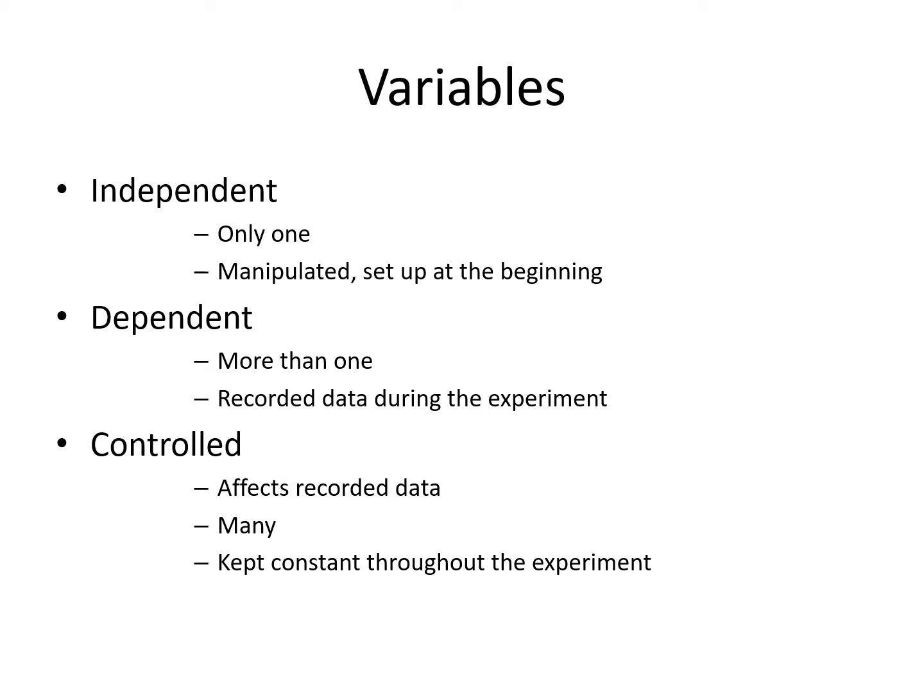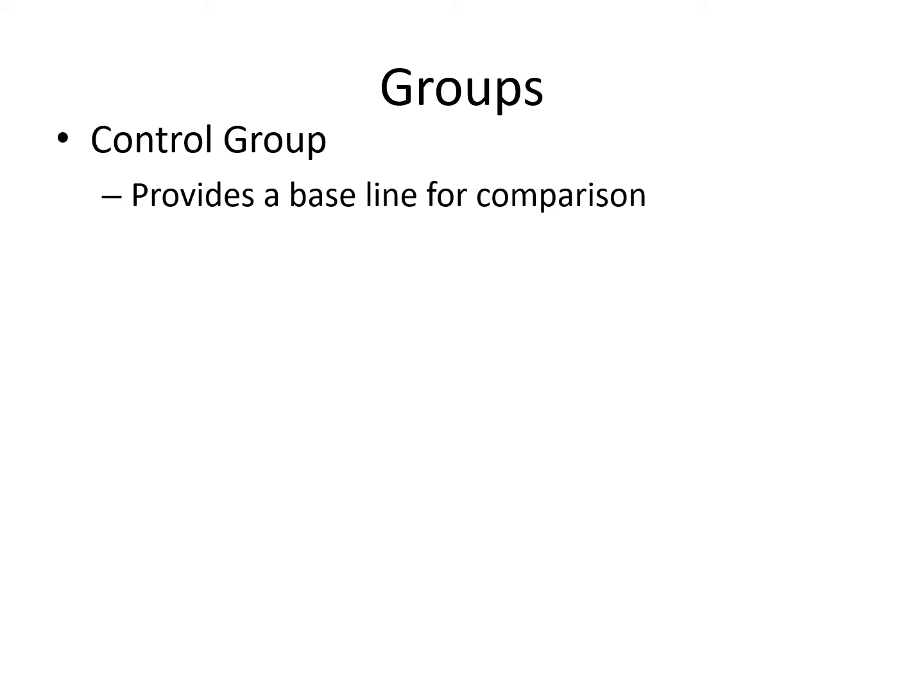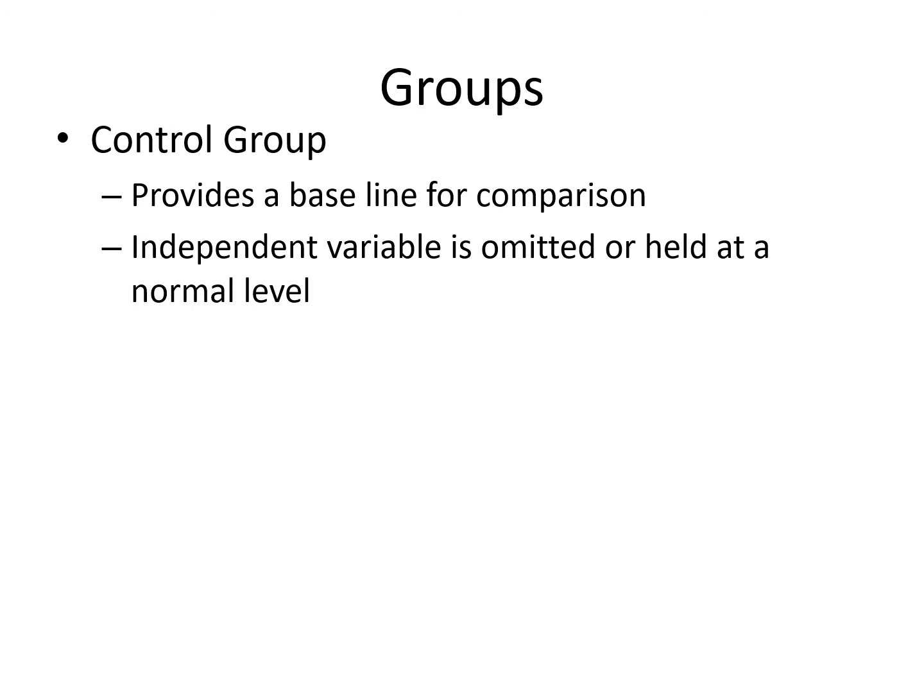the different groups. When you're setting up your experiment, you need to set up 2 different types of groups. The first group is called a control group. And this control group is going to provide a baseline for comparison. So this is going to show you what the normal results would be without the independent variable. So when you are setting up the control group, the independent variable is omitted or held at a normal level.